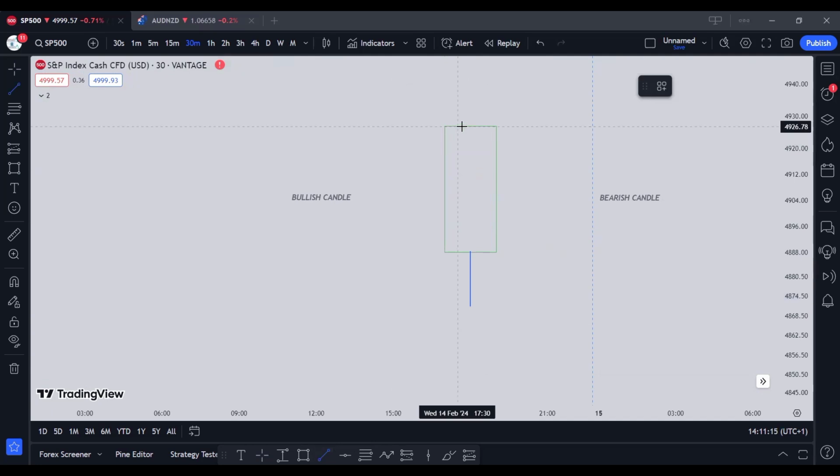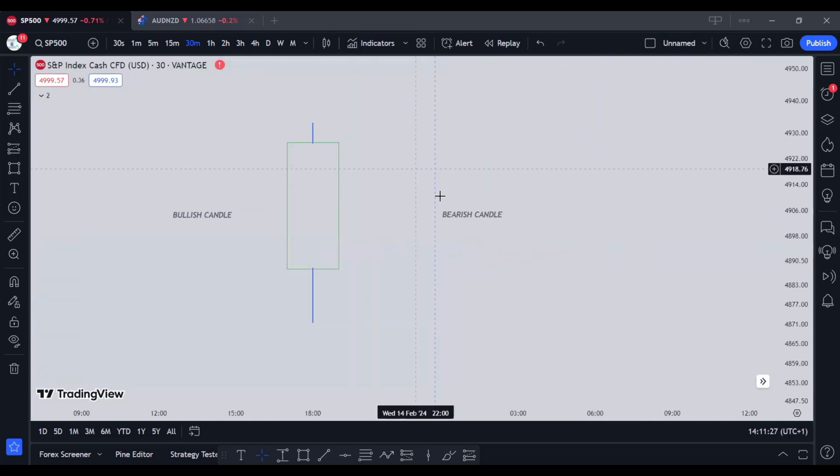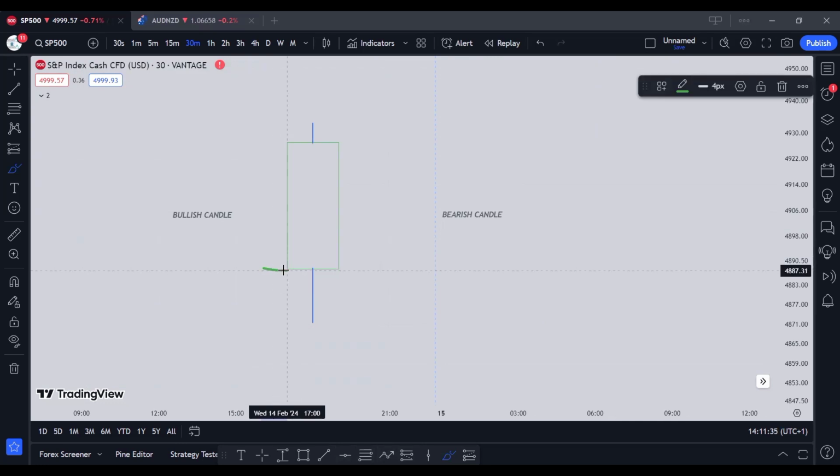The same thing is coming out on the other side. So let us label this candle now. Let's say this is a bullish candle now, right? So it means that this candle opened here. This is the open. It went as low as this, and then it went as high as this, and then closed here.